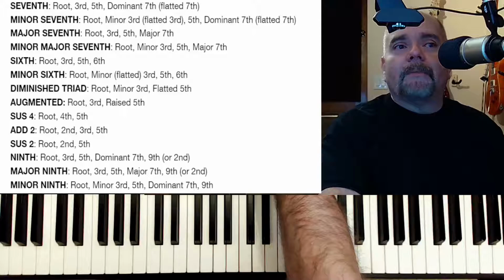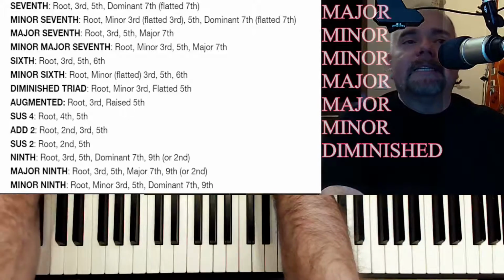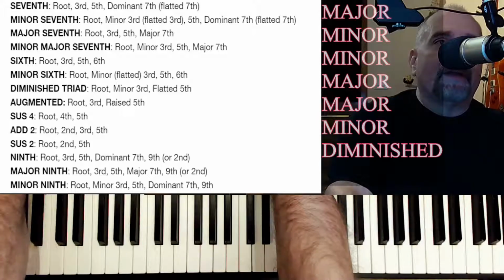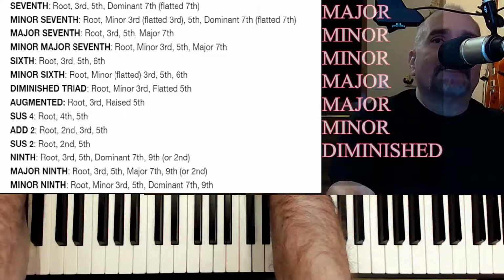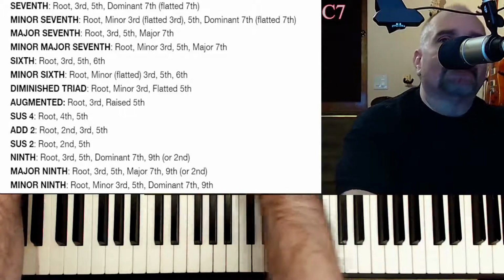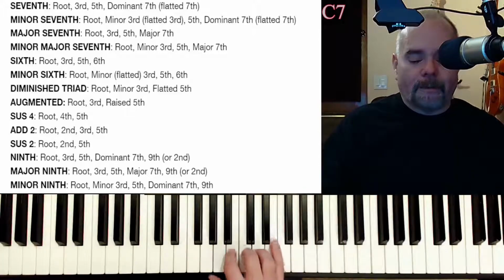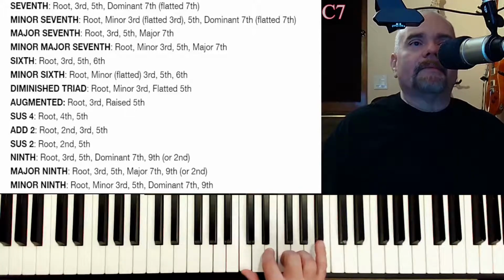So here I'm going to bring some text back up on the screen so I can show you how a C7th chord would be written. It would simply look like this. C7, just like that. That's what it would look like on your paper. And you would play that chord like this.